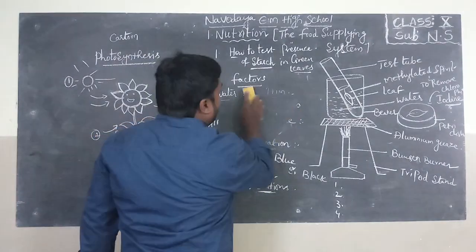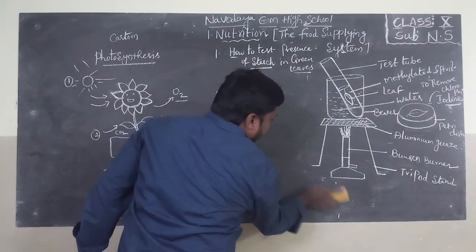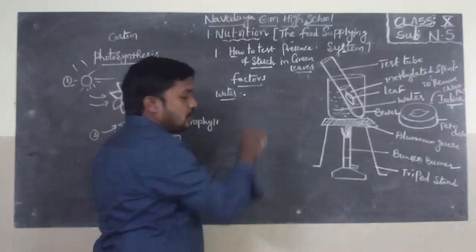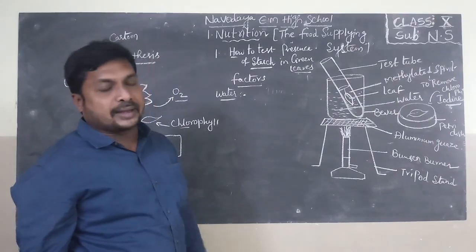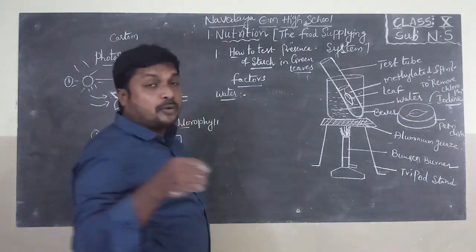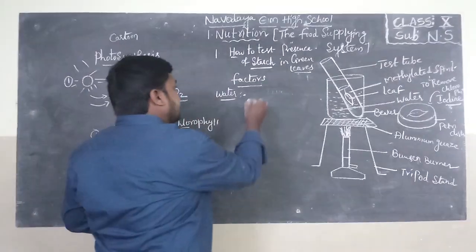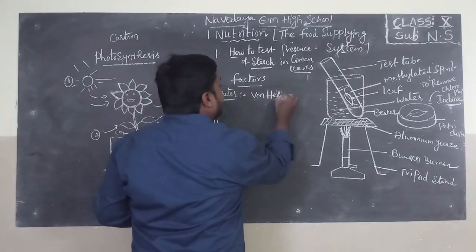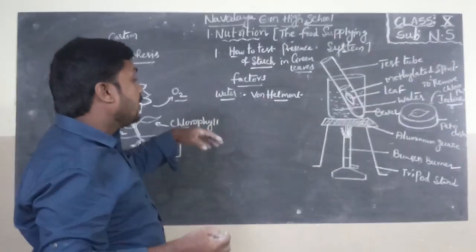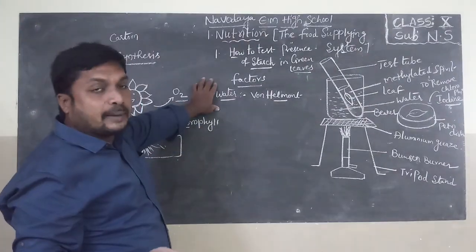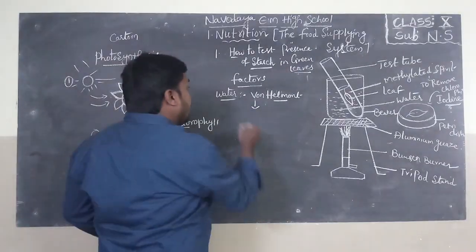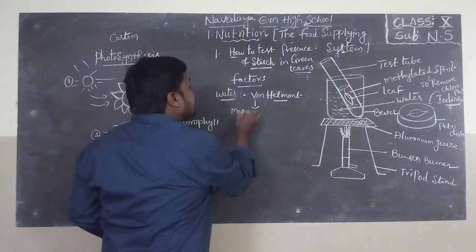Now I will explain about factors which are essential to green plants to perform photosynthesis. First factor is water. Water is a very important internal factor which is essential to green plants to perform photosynthesis. The importance of water to green plants is explained by a scientist known as von Helmont. He conducted some experiments on green plants and revealed the importance of water to green plants. Von Helmont explained that water increases the mass of the plants.